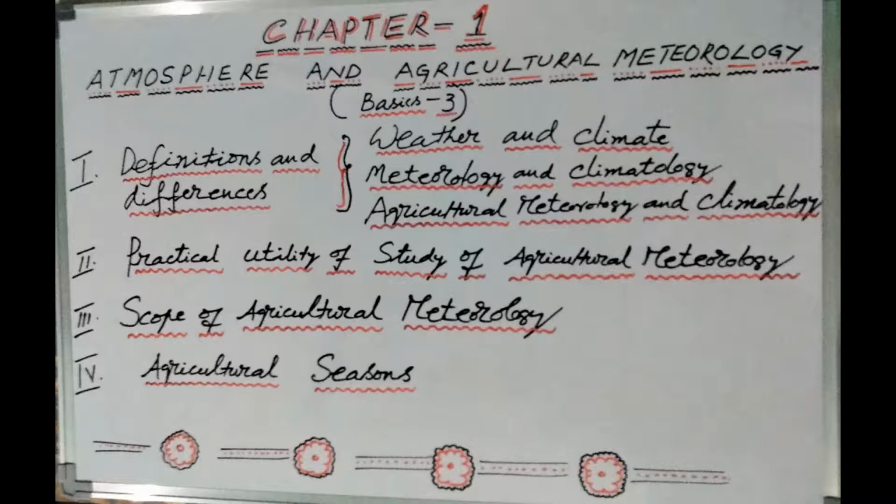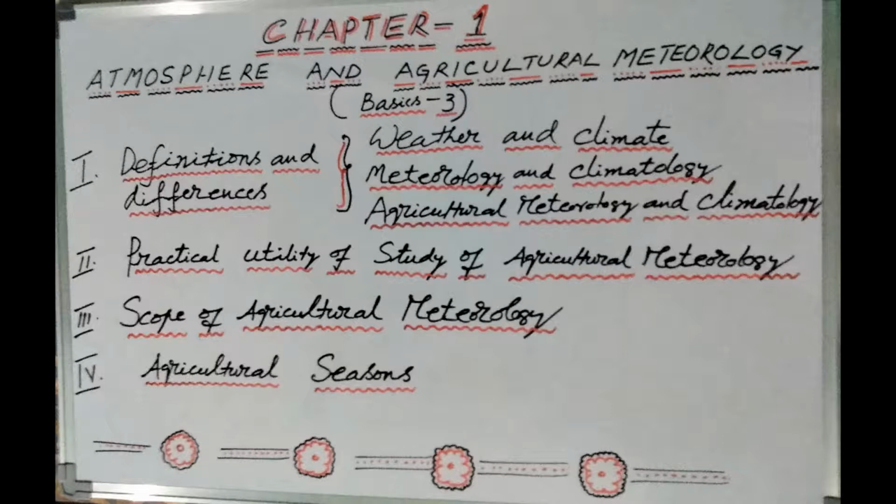Now, let us define agricultural climatology. It is a branch of applied climatology which studies the influence of climate on different processes of agriculture. For your benefit, I repeat once again, agricultural climatology is defined as a branch of applied climatology which studies the influence of climate on different processes of agriculture. The abbreviated form of agricultural meteorology is agrometeorology. On the same analogy, the abbreviated form of agricultural climatology is agroclimatology.